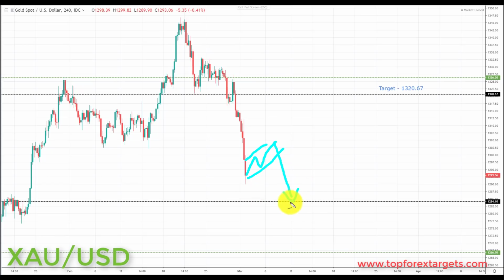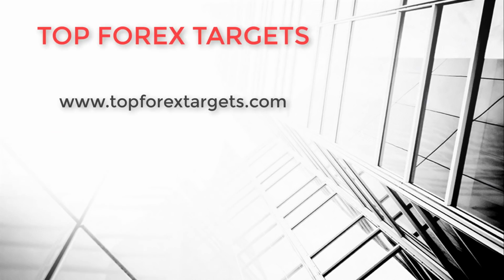This is an area we can begin to look for potential bullish formations and patterns. And if we get those bullish formations and patterns in this area, this is going to be a place we're going to start to look to initiate longs. And we're going to be looking up towards the next key area of resistance to the upside and the target set at the 1320.67.